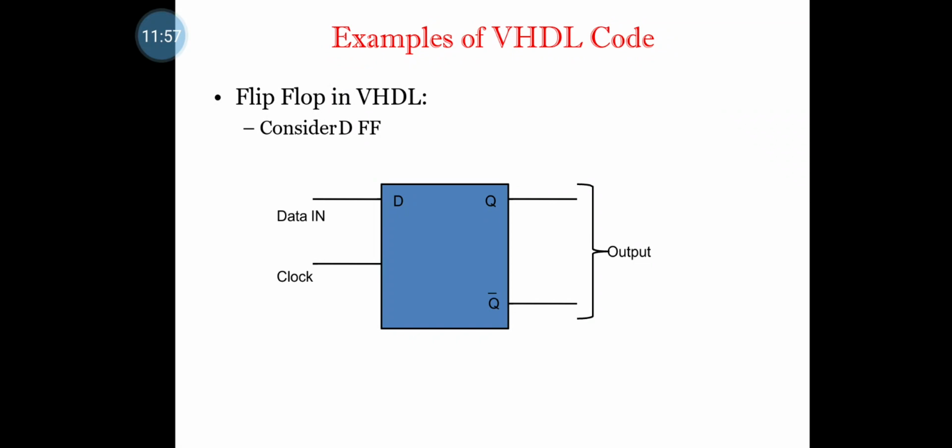Now we'll discuss the D flip-flop, how to write VHDL code for a D flip-flop. So you can see here, D is a flip-flop having one input, the data input, and two outputs, Q and Q bar. Q bar is the complement of Q, and there is the clock input. So if it is positive edge triggered, then during the positive edge, whatever data is there in data in will be transferred to the output Q. So only when the positive edge comes, data will be transferred to the output.